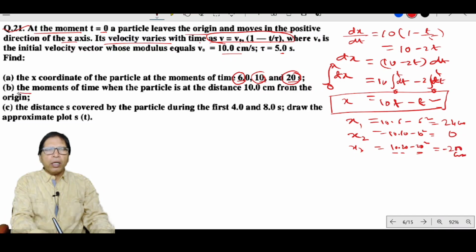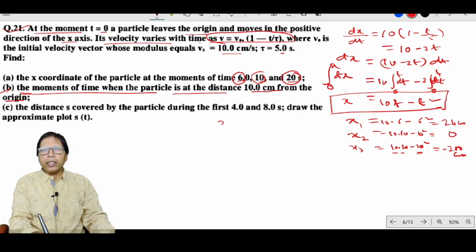No problem. Now next question. The moment of time when the particle is at the distance of 10 centimeter from the origin. Now look at this, here x equals 10 centimeter. So 10 equals 10t minus t square. So t square minus 10t plus 10 equals 0.